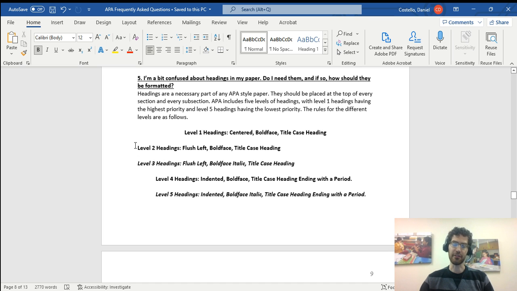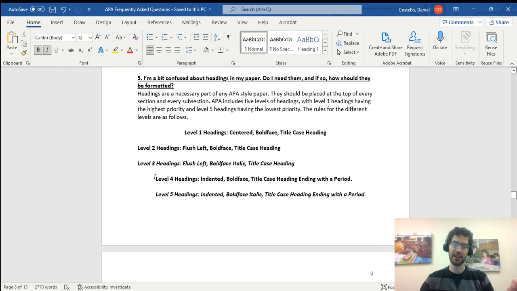And below that, the first level of subheading, you might say we have level 2 headings. So these will be subsections of a level 1 heading. And they are formatted flush left, boldface, and title case heading. And then further below that, we have level 3 headings. So level 3 headings, much as a level 2 heading is a subsection of a level 1 heading, a level 3 heading is a subsection or subheading of a level 2 heading. And level 3 headings, they are flush left, they are boldface and italic, and they are in title case heading.